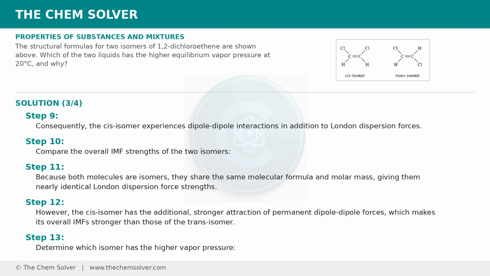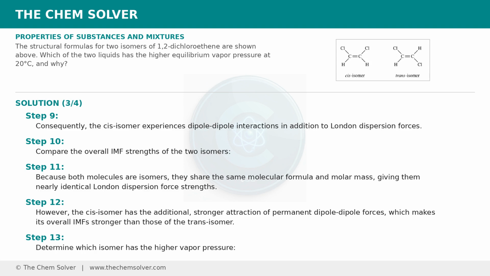Compare the overall IMF strengths of the two isomers. Because both molecules are isomers, they share the same molecular formula and molar mass, giving them nearly identical London dispersion force strengths. However, the cis isomer has the additional, stronger attraction of permanent dipole-dipole forces, which makes its overall IMF stronger than those of the trans isomer.